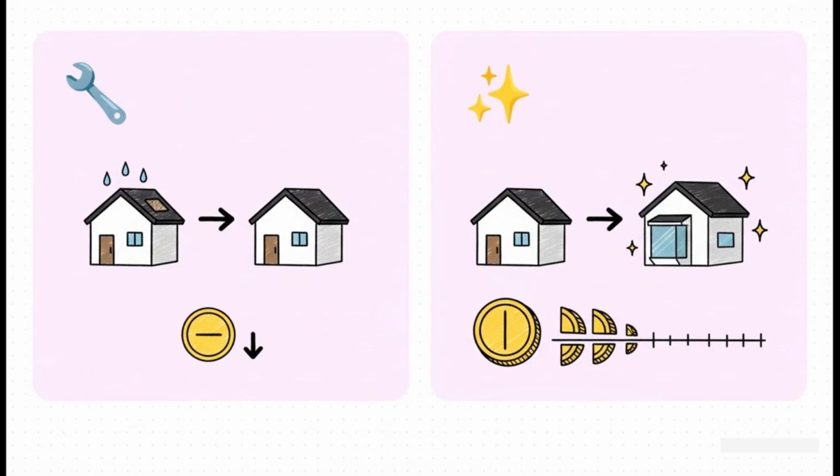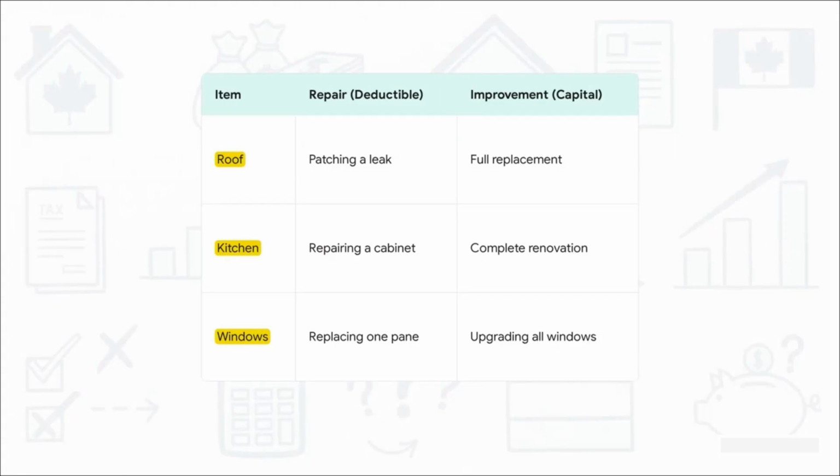If you're just restoring it to how it was, like fixing a leaky pipe, that's a repair. You deduct the full cost right now. But if you do something that makes the property better or makes it last longer, that's an improvement. That's a capital expense, and you have to deduct that cost slowly over many years. Let's make this crystal clear with a few examples. Patching a leaky spout on the roof? That's a repair. But replacing the entire roof? That's a big improvement.